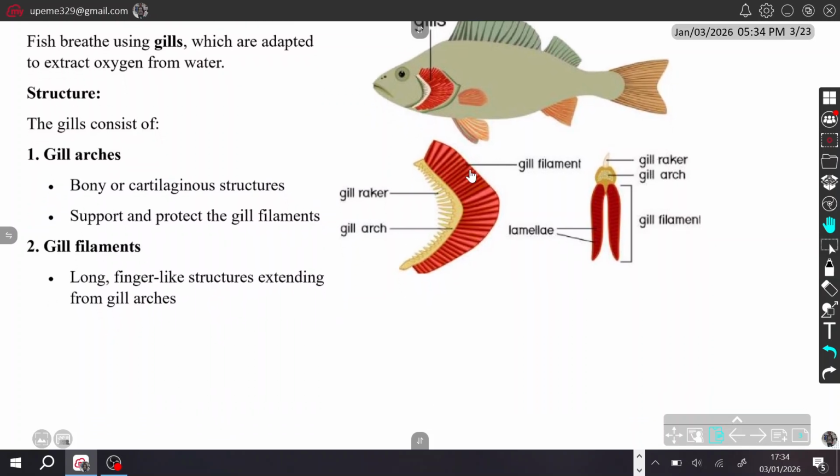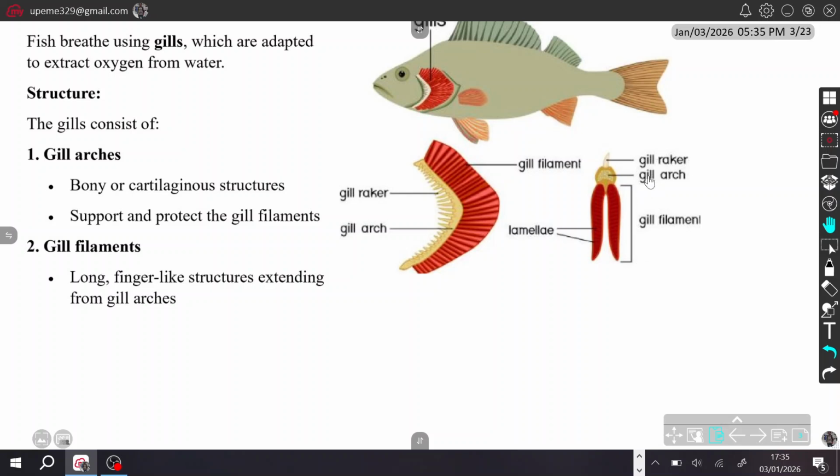The gill filaments are these ones here. These are long finger-like structures extending from the gill arc. When we view them in front view, this is a side view and this is a front view. When you view from this side, it will look like this. This whole structure is a gill filament. Then this part here is what we call the lamella.